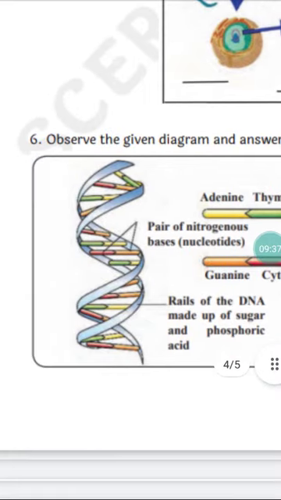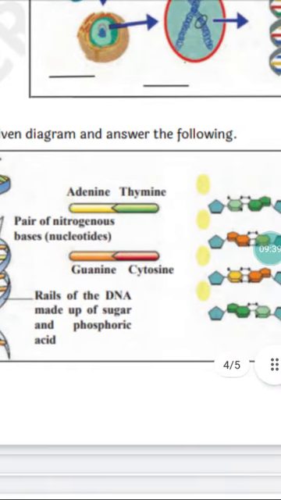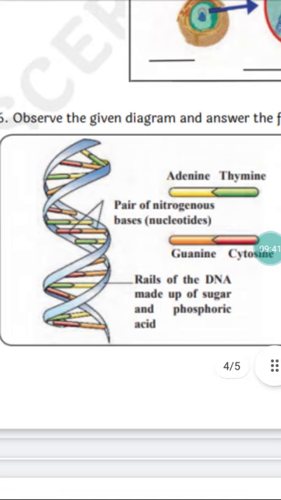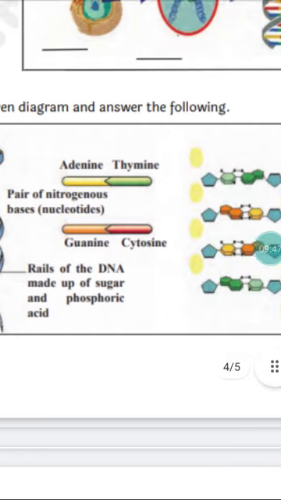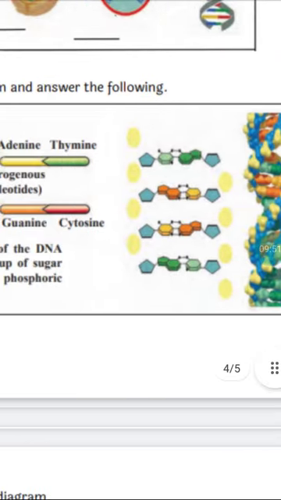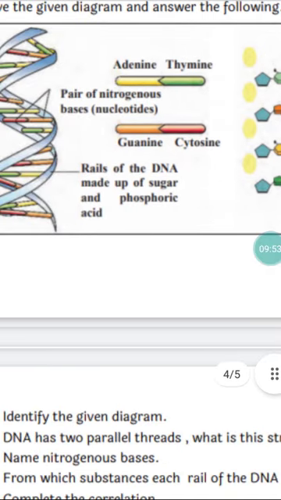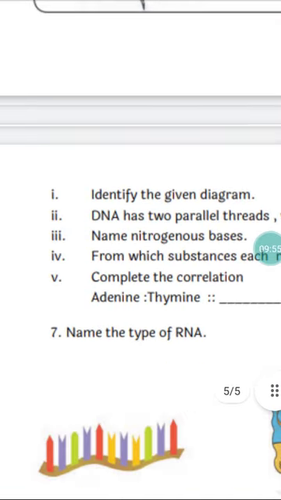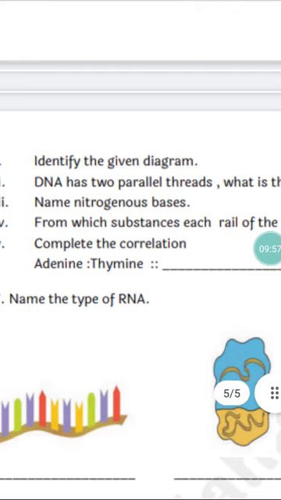Next one is, observe the given diagram and answer the following. Okay, we have to observe. What is the diagram here? Here it is the diagram of the DNA molecule. The DNA molecule and the nitrogenous bases adenine and guanine are given, and the sugar and phosphoric acid, all they are given. So you have to write the answer. Identify the given diagram.